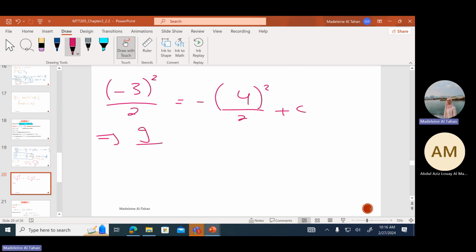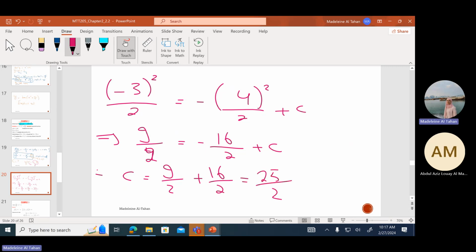So 9 over 2 equals minus 16 over 2 plus constant. For the constant, it will be 9 over 2 minus 16, bringing it to the other side. So we will get 25 over 2. Right, miss? Did all of us get it in this way? So what will be the answer now?